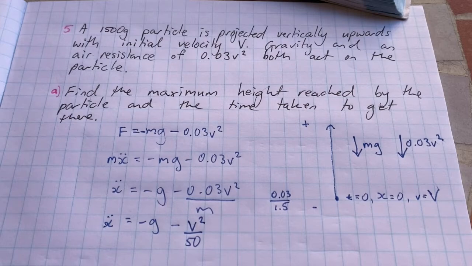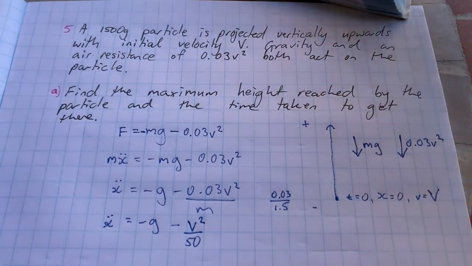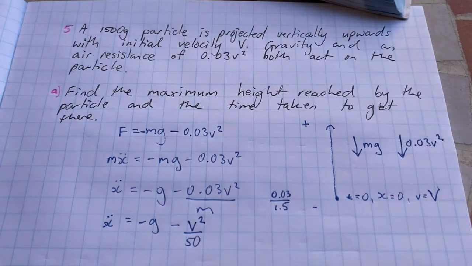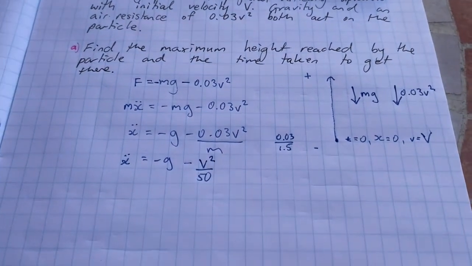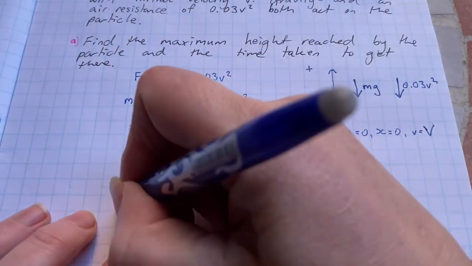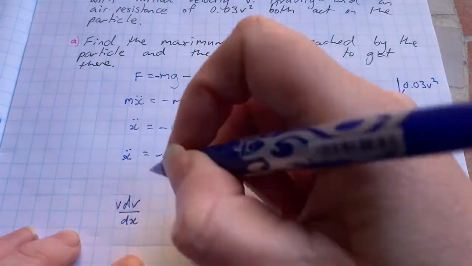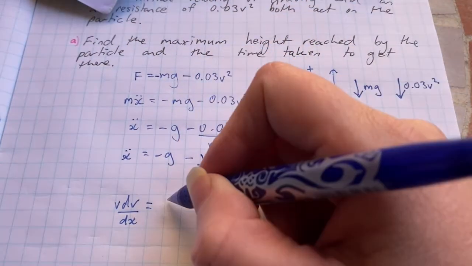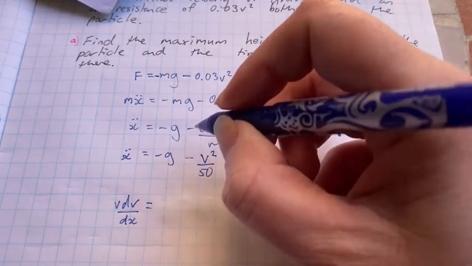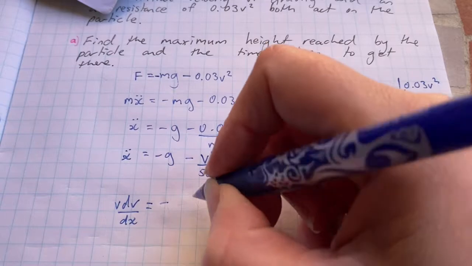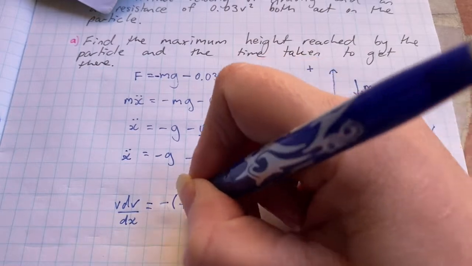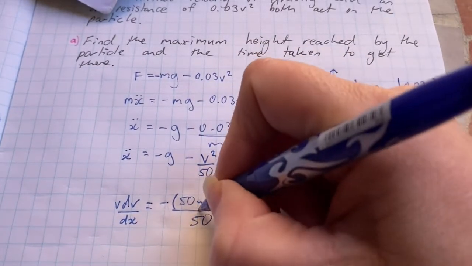But we're asked to find the maximum height, so we need to keep going here. We need an equation that has x equals. Now we've got v and we've got dv/dt, but dt is not very helpful. What if we use our v dv/dx? It's got v, which we need, and it's got dx, which is what we're looking for, so that could be really helpful. Let's just add these fractions. So this is going to be 50 on 50. So negative, I might bracket, 50g minus v squared, all over 50.